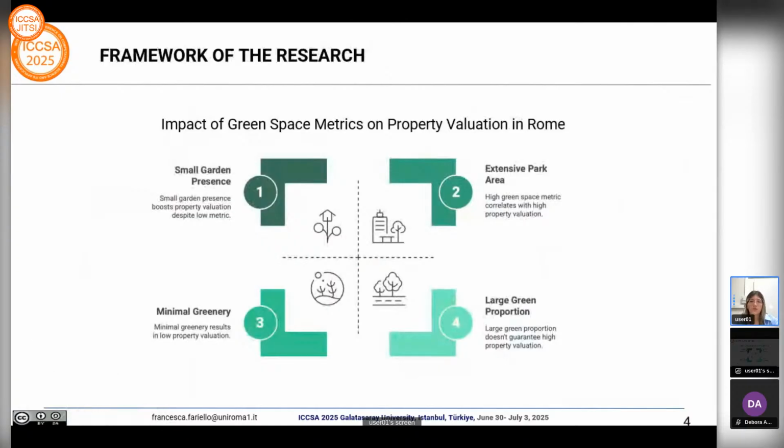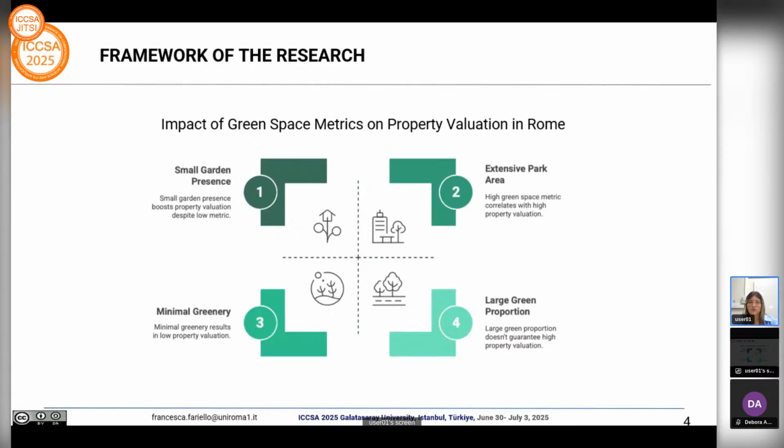In order to introduce our work, it is important to start from a key premise. Urban green is today considered a strategic infrastructure for the contemporary city. It not only improves air quality and biodiversity, but also contributes to psychological and physical well-being and social cohesion. However, when we analyze its impact on real estate value, things get more complex.